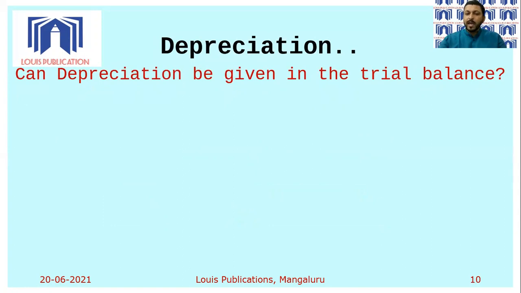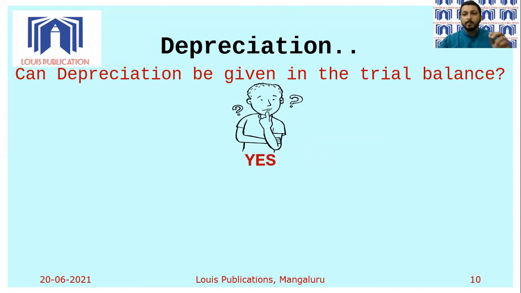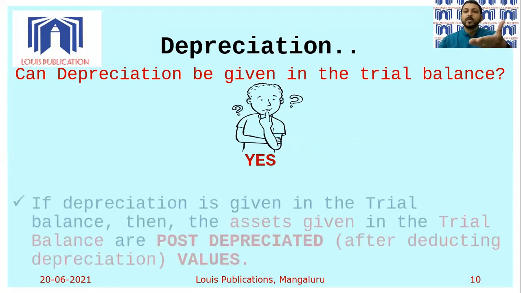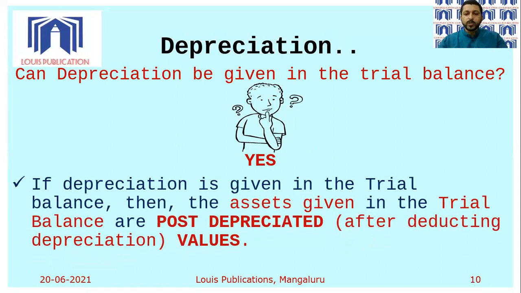Question again. Can depreciation be given in the trial balance? That is also a question to be answered. Once again, the answer to this question is yes. Point to note, if depreciation is given in the trial balance, then the assets which are shown in the trial balance are after depreciation values, or we call that post-depreciated values, meaning after deducting depreciation.